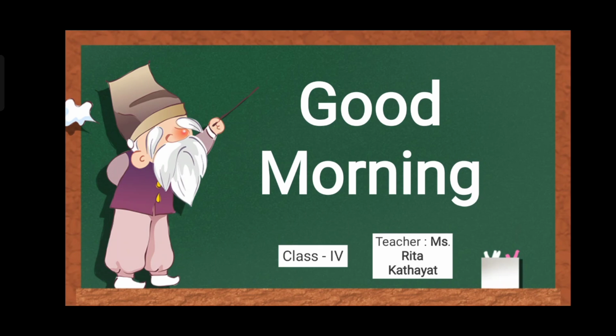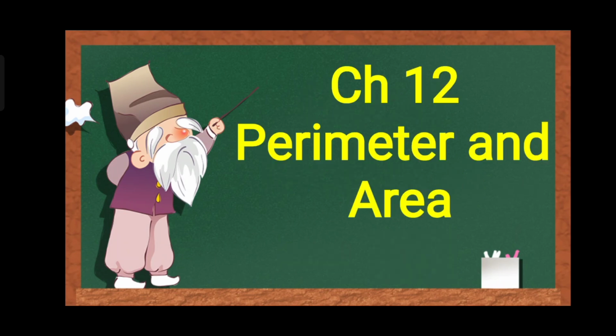So as we know, we have got these unexpected holidays. So let's not waste our time and utilize it by doing maths. We have to start a new chapter, chapter number 12, perimeter and area. We'll understand what perimeter is and how we can find out perimeter.